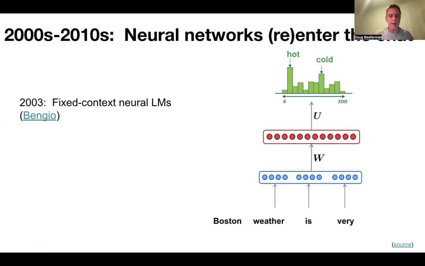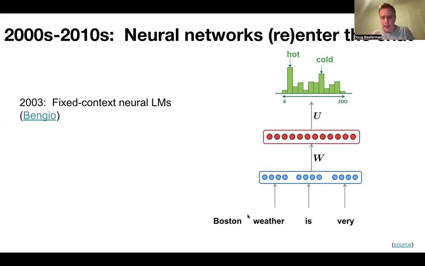In the early 2000s, Yoshua Bengio published a paper on fixed context neural language models. Obviously neural nets had by then existed for a long time and had been applied sporadically to language prediction tasks. But this work actually was successful at beating the state of the art.